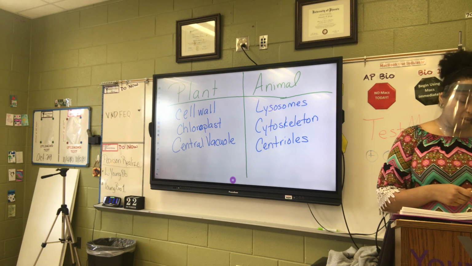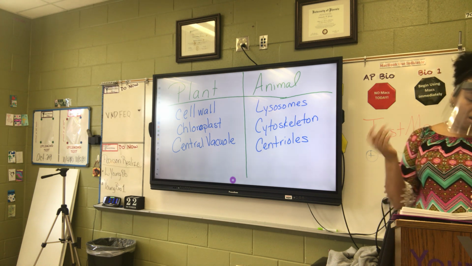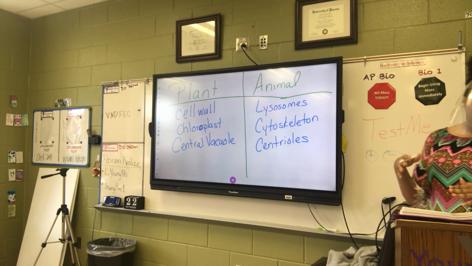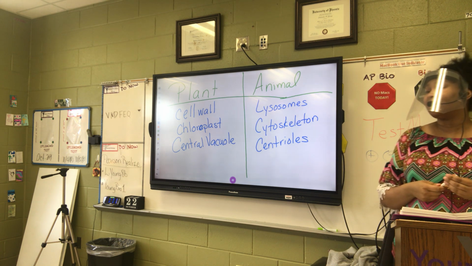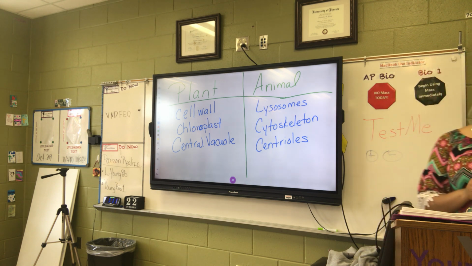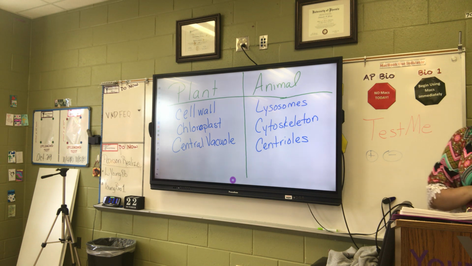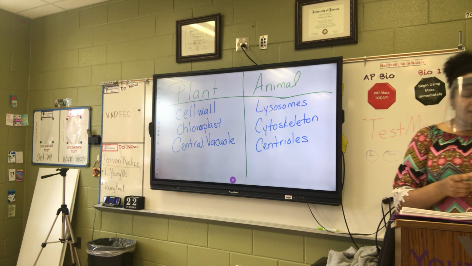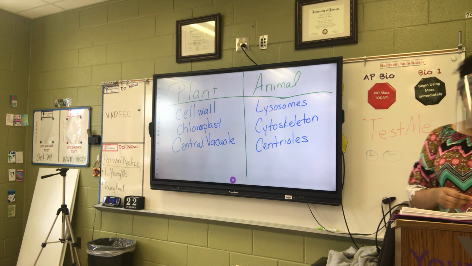All right, large vacuoles. So if a small vacuole is used for storage, then what's a large vacuole used for? It's a large what? Storage. Large storage compartment. Chloroplast. Chloroplast is a site of photosynthesis. It is found in plant cells but not in animal cells.